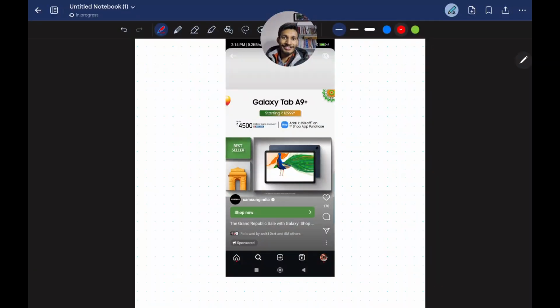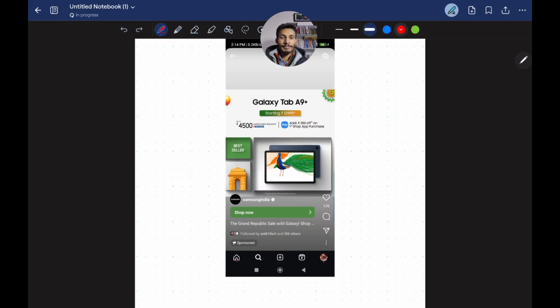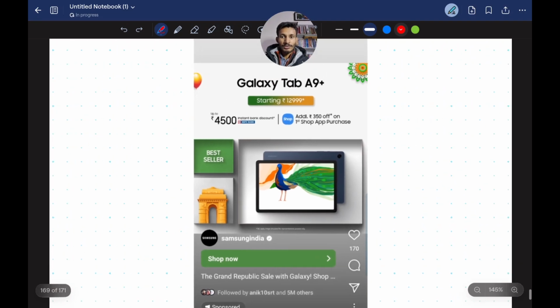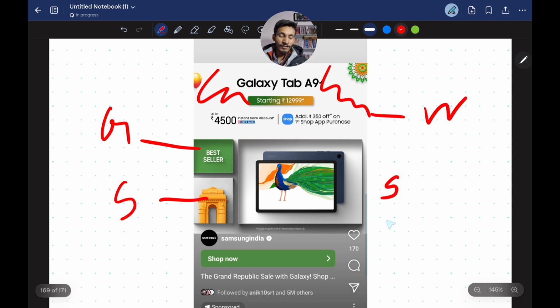So now we are on our screen and as you can see this is the ad. I have taken a screenshot of the ad on my device and we would be discussing this ad only. Now if you pay attention you would see that there are a few colors that are dominating this graphic design. There is a saffron, all this empty space is white, and this is a green color. If we combine all these colors we would see that these colors represent our national flag. So this is saffron, white and green.